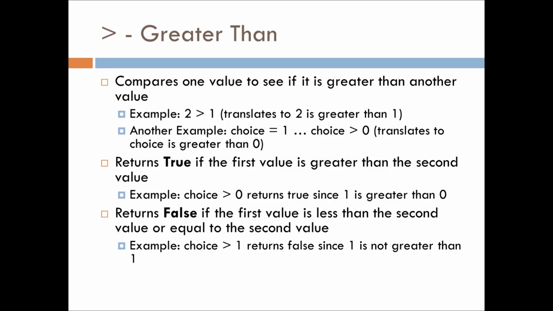This is an important thing to note down here. It returns false if the first value is less than the second or equal to the second value. And an example to show this, or part of it, returning false: choice greater than 1 returns false because 1 is not greater than 1. It's the same. Also, assuming choice is 1, if you say choice greater than 2, that's of course going to be false because 1 is not greater than 2.